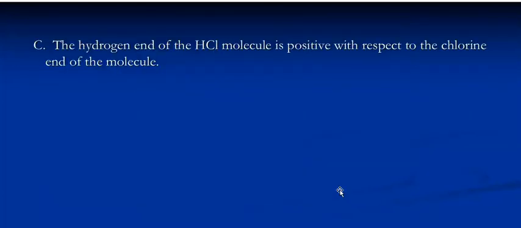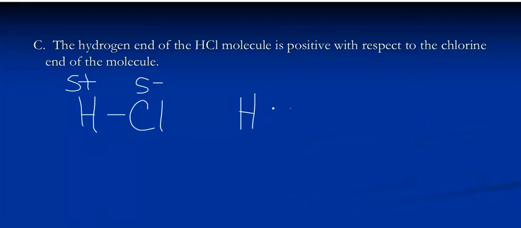The hydrogen end of the HCl molecule is positive with respect to the chlorine end. So chlorine becomes slightly negative, higher electronegativity, hydrogen becomes slightly positive. Another way to denote this would be like this, with the positive end being the hydrogen and the arrow pointing toward the negative end of the molecule.